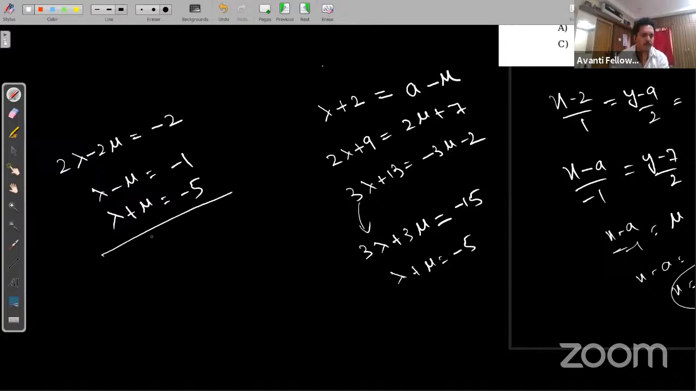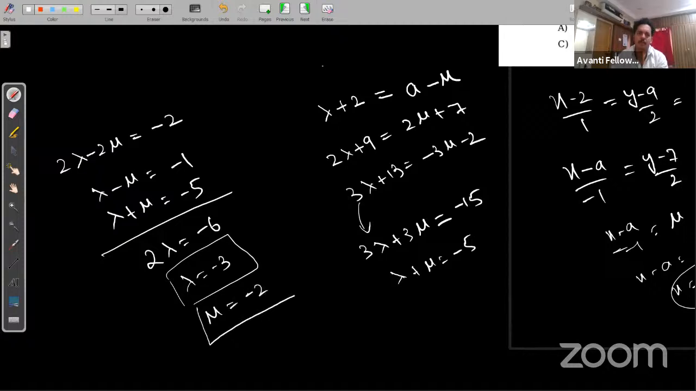Okay, Sandeep, we will see whether it is correct or not. Very good. So now we just try to add both of these things. What you're getting, 2 lambda is equal to minus 6. So lambda is equal to minus 3. Okay, so lambda is equal to minus 3 I got. And what about mu? It is -2, I think so. Okay, lambda is -3 and mu is -2.